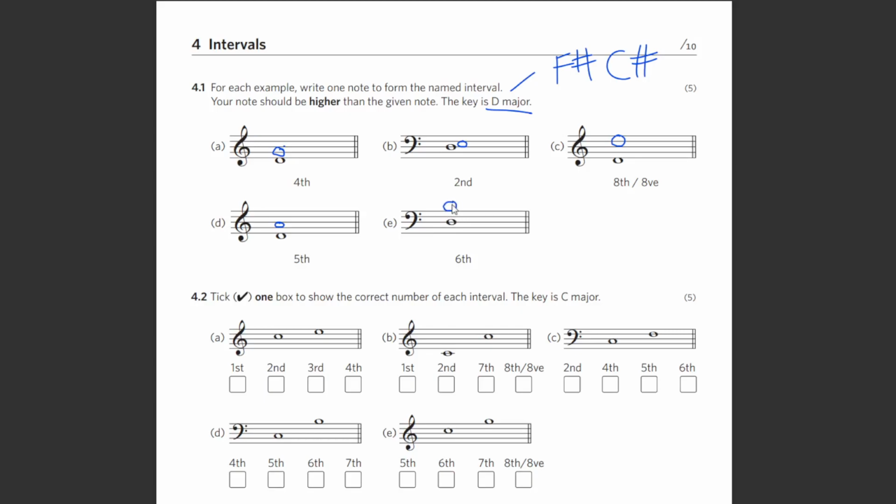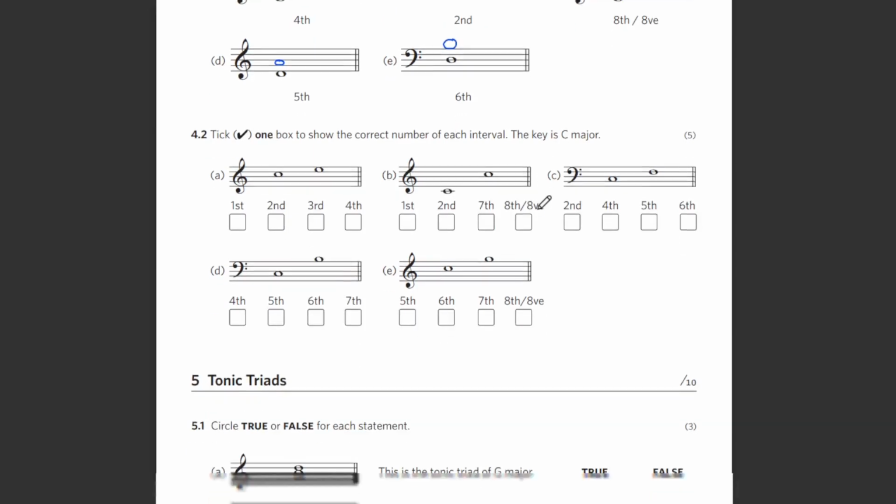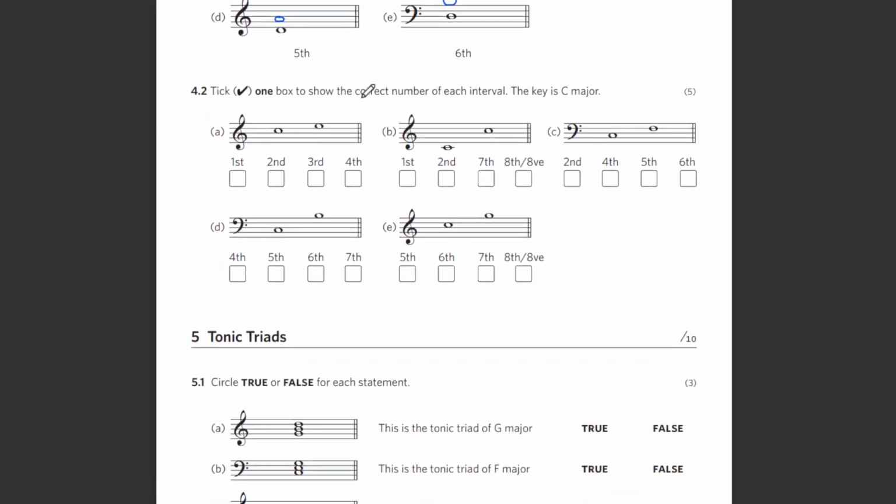So that's how you do this. Okay. Moving on to 4.2. Tick one box to show the correct number of each interval. The key is C major. So let's go C, then D, then E. 1, 2, 3. So it's a third.